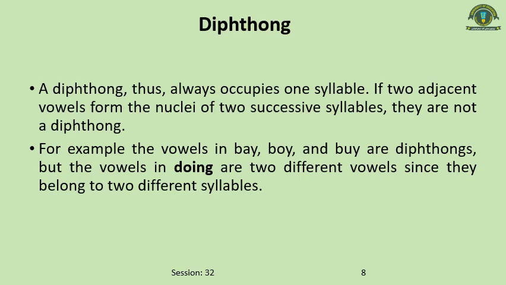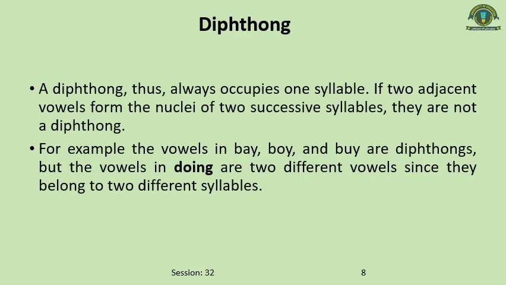Doing. The first syllable is "do" and then "ing". Now read the statement: a diphthong thus always occupies one syllable. If two adjacent vowels form the nuclei of two successive syllables, they are not a diphthong. The words I have presented with diphthongs are bay, boy, buy. And then I have presented before you the word doing. Two syllables are there.